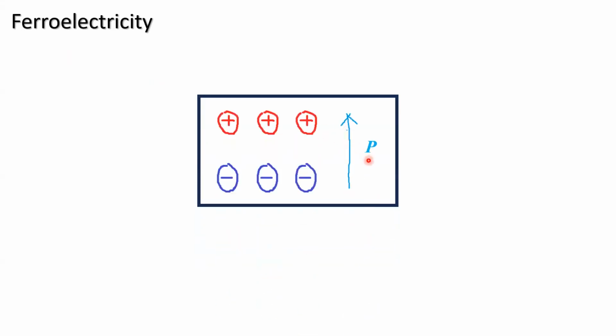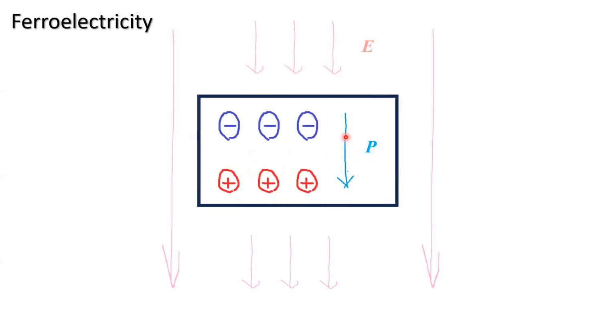For a ferroelectric material, there will be a spontaneous polarization like this. And if we apply an external electric field to this material, the direction of this electric polarization can be switched. If a material has this kind of property, we say it has ferroelectricity.